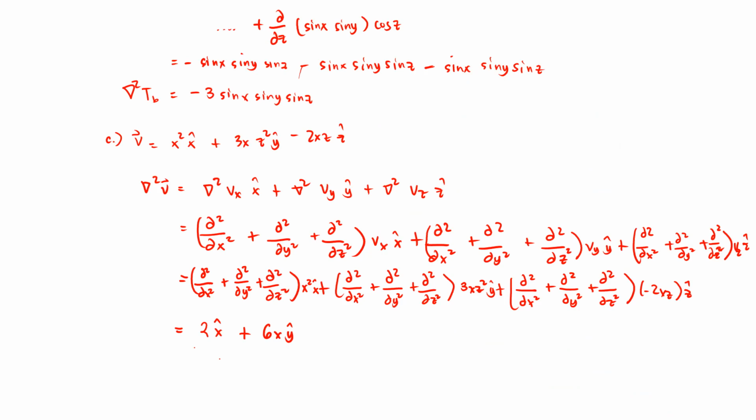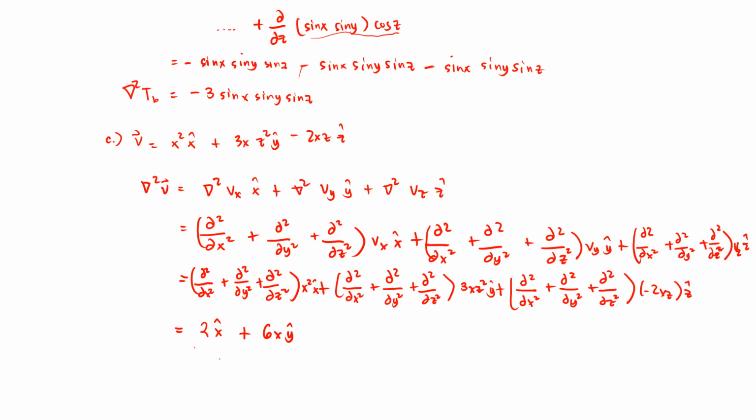And then differentiating along the y, you have copy sine x, copy sine z, and then the derivative of cosine y is negative sine y. So you have negative sine x, sine y, sine z. And then lastly, you have the third term, which is this one. You just have to copy sine x, sine y, and then differentiate cosine z. So you have negative sine z. So you have here negative sine x, sine y, and sine z.